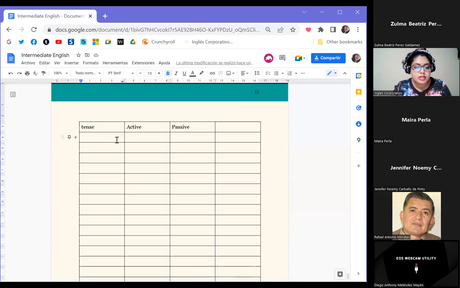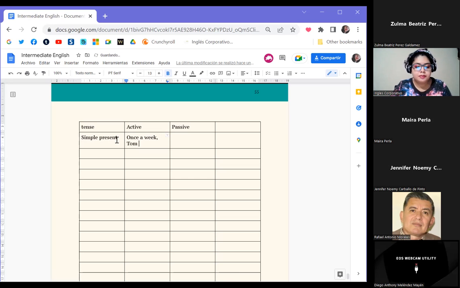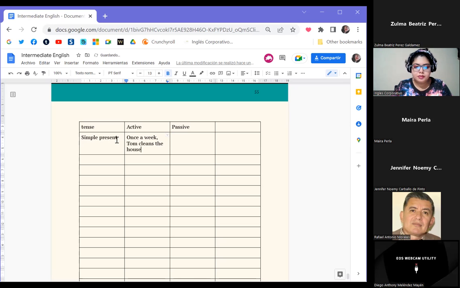So we have the first one that is a simple present. And we have the example. Once a week, some friends clean the house. And for the passive, once a week, the house is cleaned by Tom.